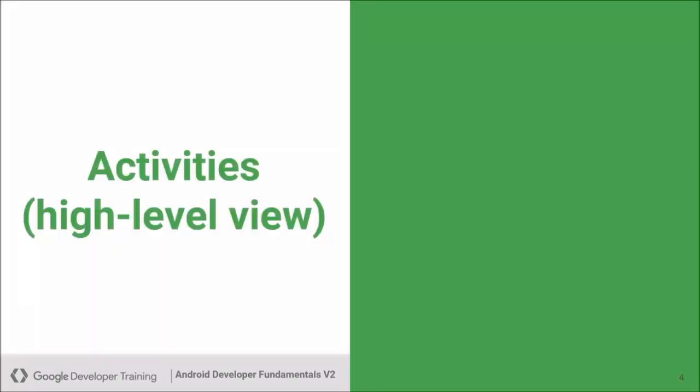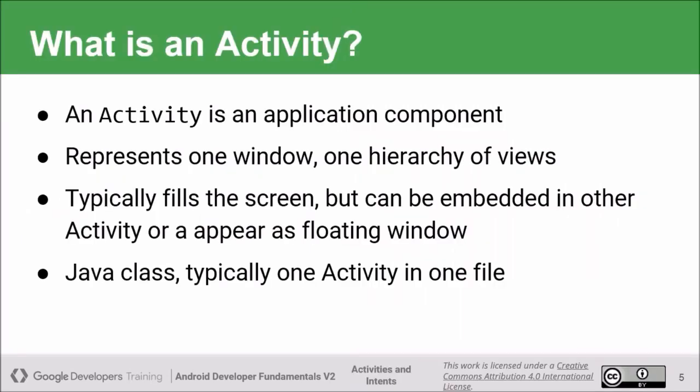So let's start with activities, a high level view. What is an activity? An activity is an application component. It represents one window, one hierarchy of views. When we open any Android application, the first screen we see is an activity, and it represents one window, or it can represent multiple windows as well. It typically fills the screen, but can be embedded in another activity or appear as a floating window. So we can embed one activity in another activity, and it can also appear as a floating window.